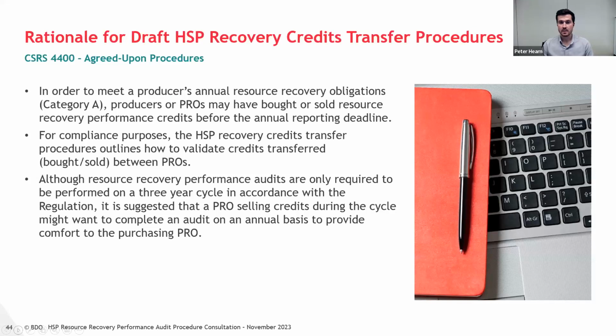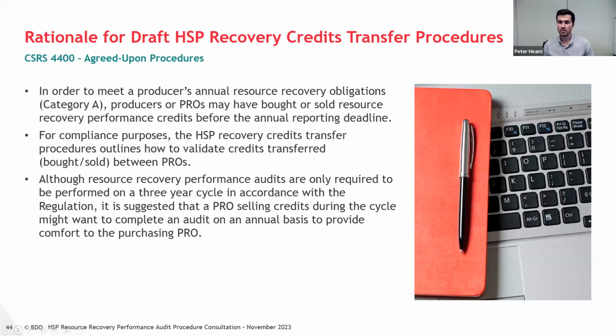Right, so then lastly, we're on to the agreed upon procedures for recovery credit transfers. So as I mentioned, in order for a producer to achieve their resource recovery obligation, which applies to category A materials, a producer or a PRO may choose to purchase performance recovery credits. For compliance purposes, the HSP recovery credit transfer procedure outlines how to validate these credits. The performance behind the credits will have already been audited by a PRO's auditor, the selling PRO's auditor.